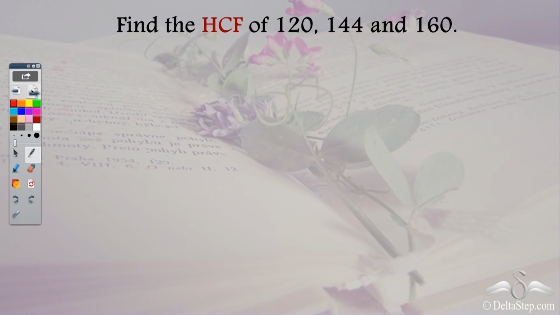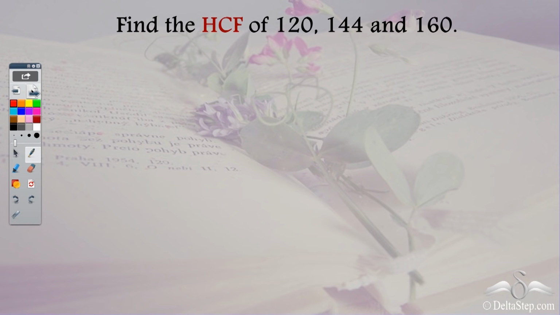Now, I need to find the HCF of 120, 144 and 160. But we see that we have not just 2 but 3 numbers here. So how do we find their HCF using the long division method? Well, we know that we can only divide one number by another number. So we can use just 2 numbers. So how do we find the HCF of 3 numbers using the long division method? It is possible to do that. Let us see how we can do that.